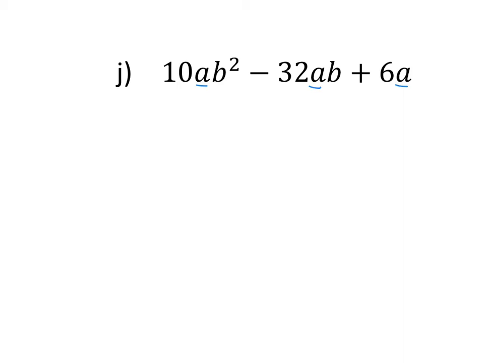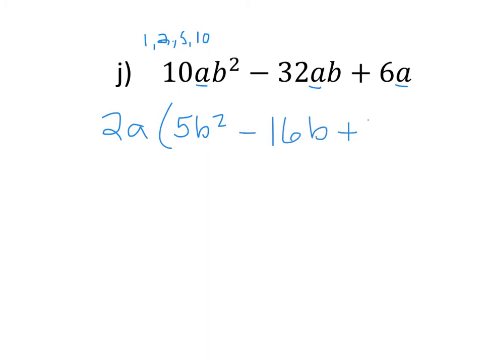10, the factors are 1, 2, 5, and 10. And 5 and 10 don't go into the other two. So 2a, I should say, is the greatest common factor. On the inside, I'm left with 5b squared minus 16b plus 3. I have a trinomial, so I need to attempt MAM.